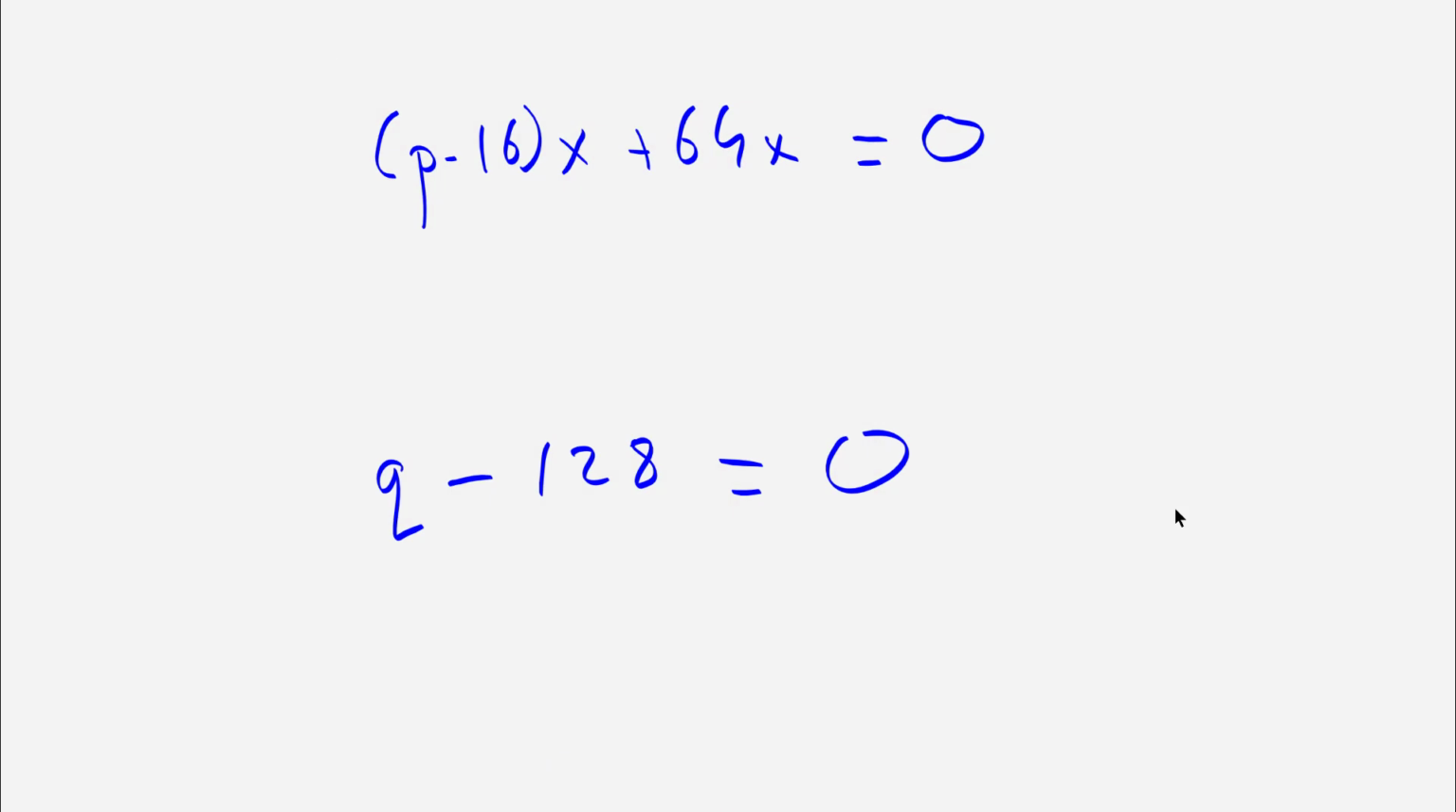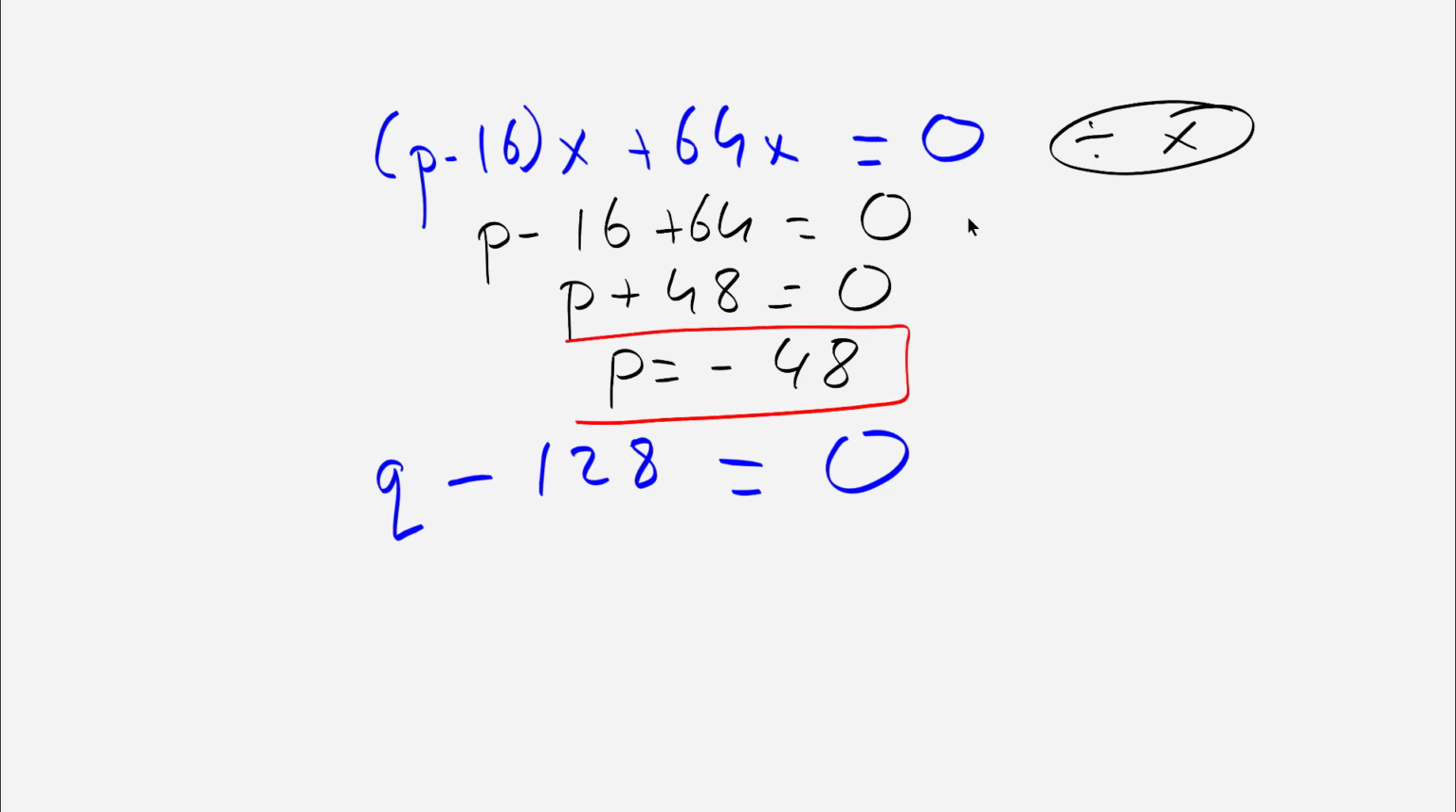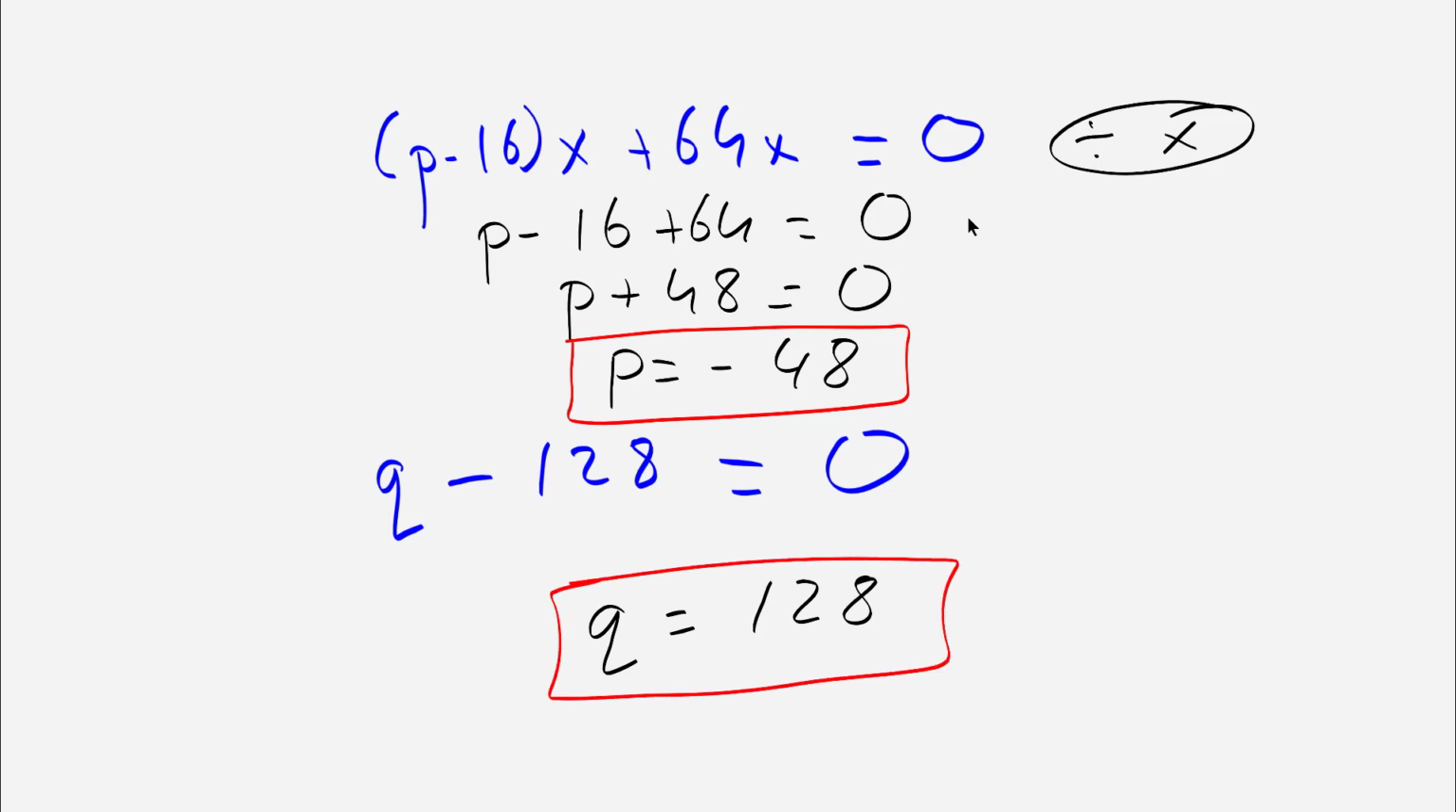So (p - 16)x + 64x = 0. Let's just divide this by x since we don't care about x. We want to solve for p and q, so we can divide through by x because x is in every term here. And we would have p - 16 + 64 = 0. So p + 48 = 0. So p is equal to -48. So there's my value for p. P is equal to -48, and clearly we can see if q - 128 = 0, then q must equal 128, and there is my value for q.